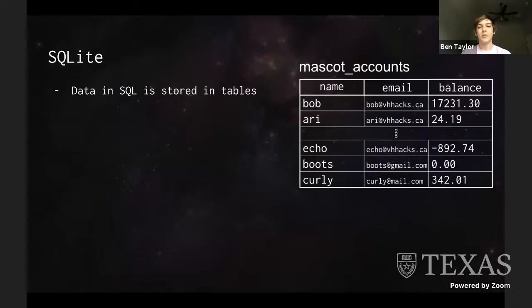In SQLite, everything is stored in tables. So here we have a mascot accounts table. This is the bank account of a bunch of hackathon mascots. We see we have columns like name, email, balance, and then each row would be one mascot. So we have mascot Bob with Bob at vhx.ca, and Bob's kind of rich.